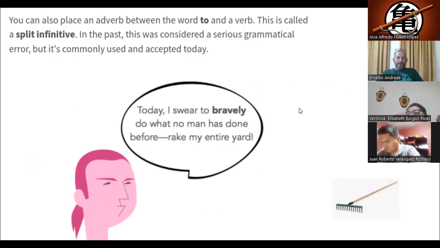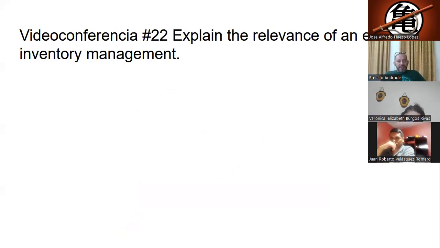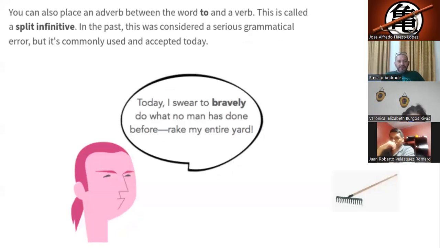Okay, so you can see here that, for example, bravely is separated from to and do. In the past, that was not correct, but now it's possible. That is totally, totally possible. Okay, so this is about that little thing, right?